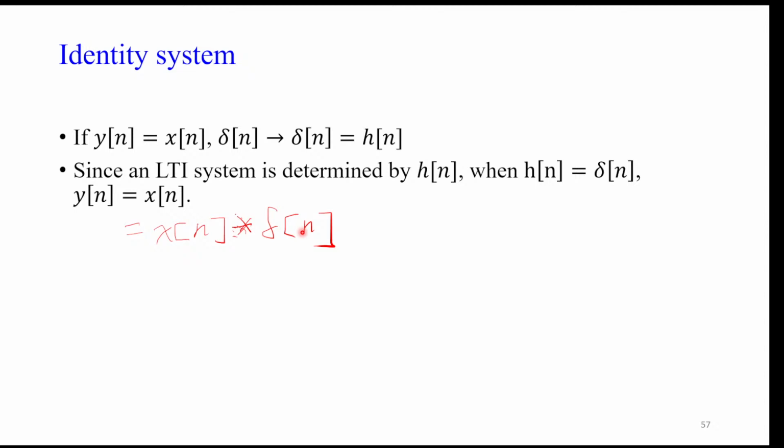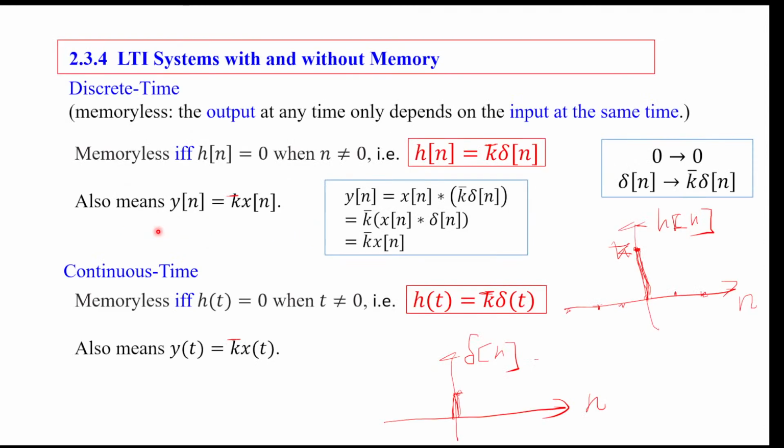And I guess the easier way to say this is that for the identity system, we don't need to go to the second line here. We can just say identity system y of n equals x of n, which equals x of n convolved with h of n, where h of n equals delta of n. So that's a derivation that x of n convolved with delta of n equals x of n, and similarly we have x of t convolved with delta of t.